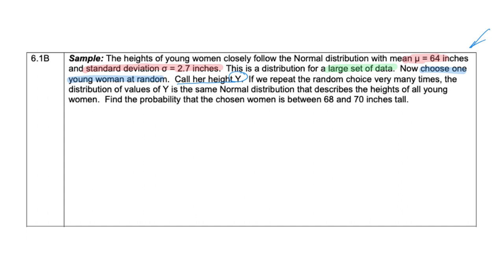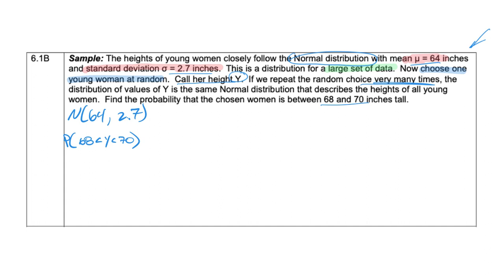All right. We're going to use blue because we're talking about a continuous random variable. Highlighted some things. We have mu of 64. That's the mean. We have standard deviation of 2.7. And here's a phrase: normal distribution. So we have N of 64, 2.7. That's important. They're asking about these young women and their height. What's the probability the chosen woman in this sample, because it's repeated very many times, is between 68 and 70? So we're looking for the probability that y is between 68 and 70.